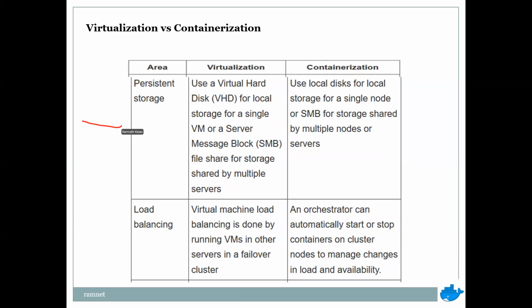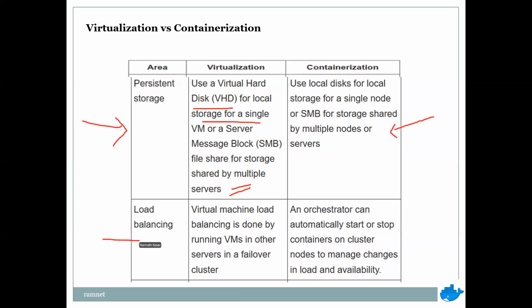Persistent storage. VMs use a virtual hard disk, local storage for a single VM, or a server message block file share for storage across multiple servers. We require a hard disk. Containers use local disk for local storage on a single node, or SMB storage shared by multiple nodes or servers. It's a complete sharing. Whatever hard disk the host OS has, it's going to utilize it.